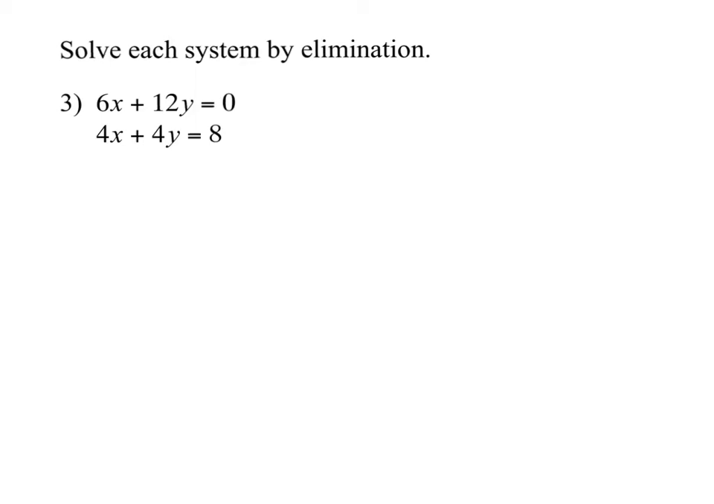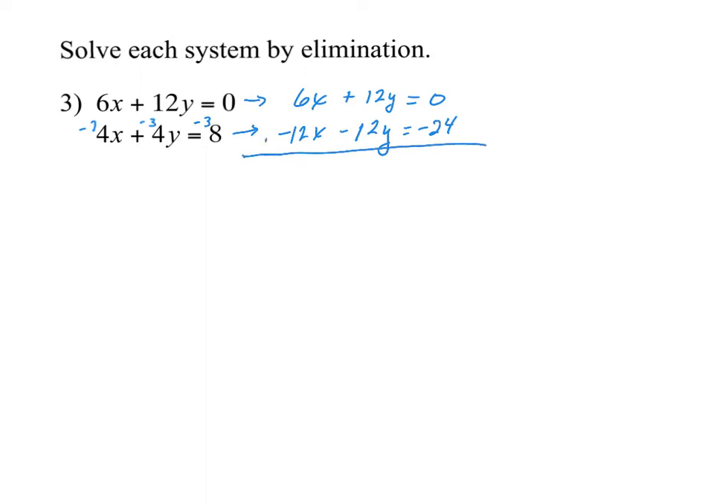So on this one, we have to do it by elimination. So we have to choose which variable to get rid of. I chose the y. I can turn them both into 12s, but one of them has to be negative. So I chose the bottom one to be negative, which means the top one can stay the same, 6x plus 12y equals 0. But I have to multiply the bottom one by -3. And I'm going to multiply each term by -3. So we get -12x minus 12y equals -24.